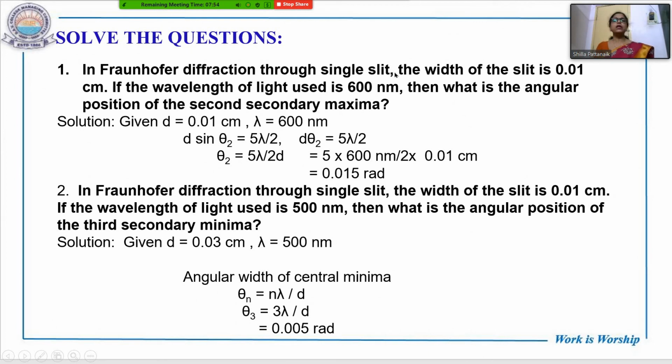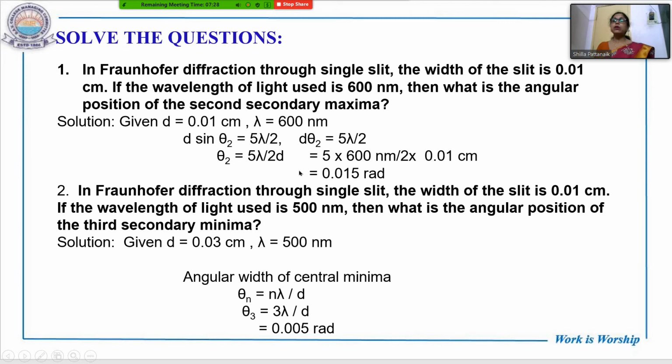In a diffraction through a single slit, the width of the slit is given 0.01 centimeter, that means small d. Wavelength of light is given lambda. Then what is the angular position of the secondary maxima? What is the formula for secondary maxima? 2n plus 1 lambda by 2d. Yes, lambda by 2. Very good. 5 lambda by 2d. Yes. So you put the formula here.